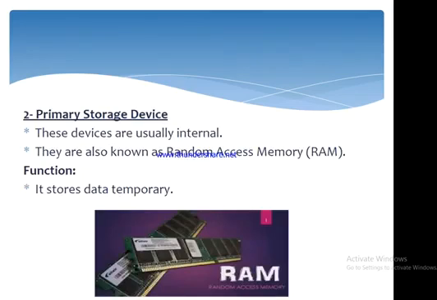Our next hardware device is primary storage device. These devices are usually internal and they are found in the casing of CPU. Their second name is random access memory or RAM. The function of primary storage device is to store the data for a short period of time, means you can say it stores data temporarily. Once the computer is shut down, the memory stored in RAM will be lost.